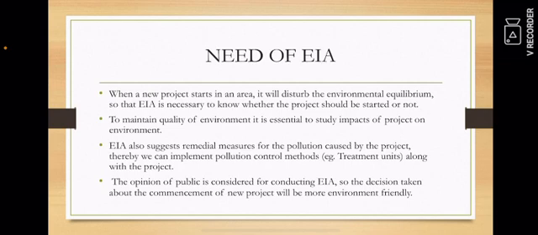The need of EIA. When a new project starts in an area, it will disturb the environmental equilibrium, so EIA is necessary to know whether the project should be started or not. And also, to maintain the quality of the environment, it is essential to study the impact of the project on the environment. EIA also suggests remedial measures for the pollution caused by the project. Thereby, we can implement project control methods along with the project.